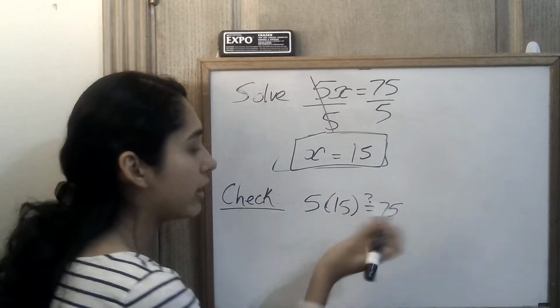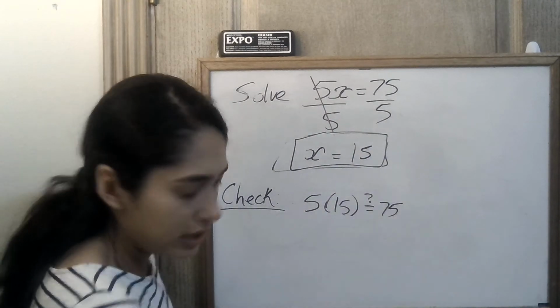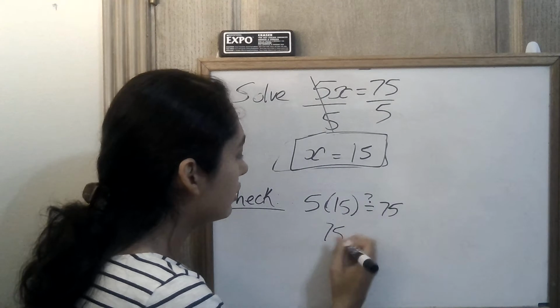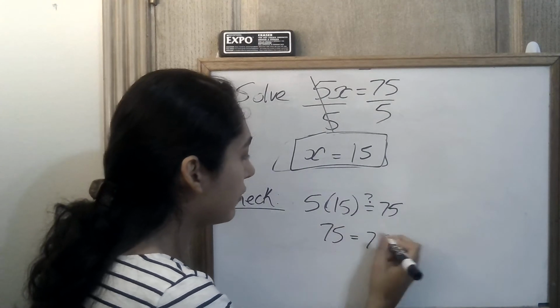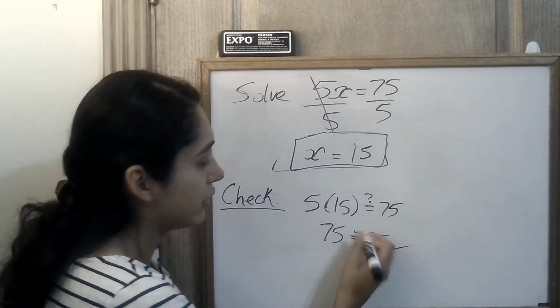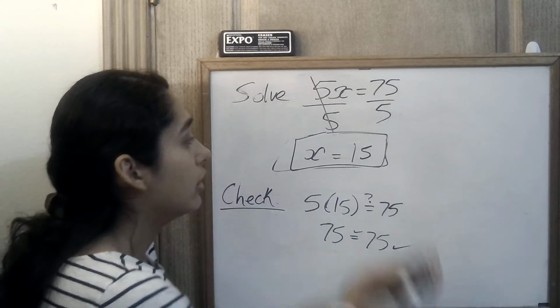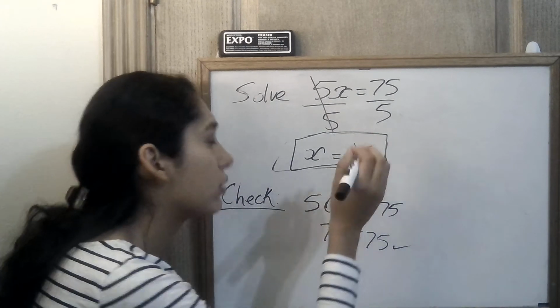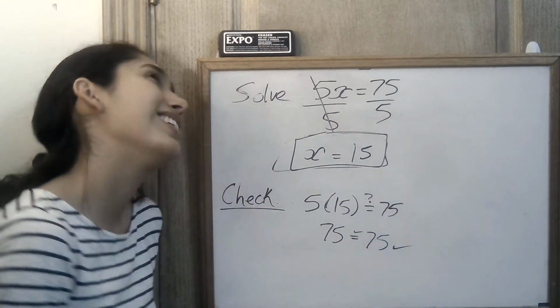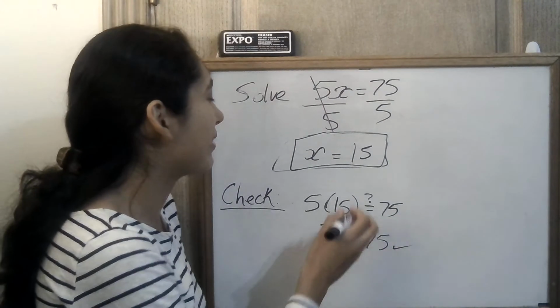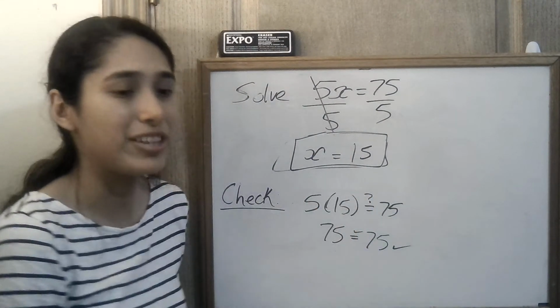Okay, so theoretically, 5 times 15 is 75. So does 75 equal 75? Yes. Or I could even do the check mark here if I wanted. And then I would bubble in or click. Click. We're no longer in the days of bubbling in. 15 as my answer.